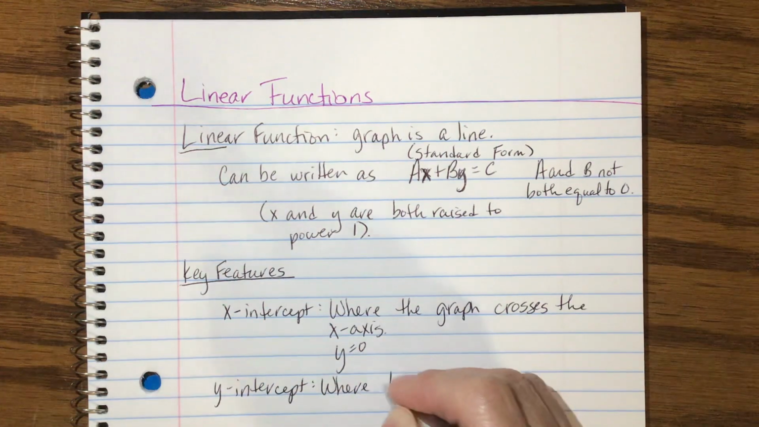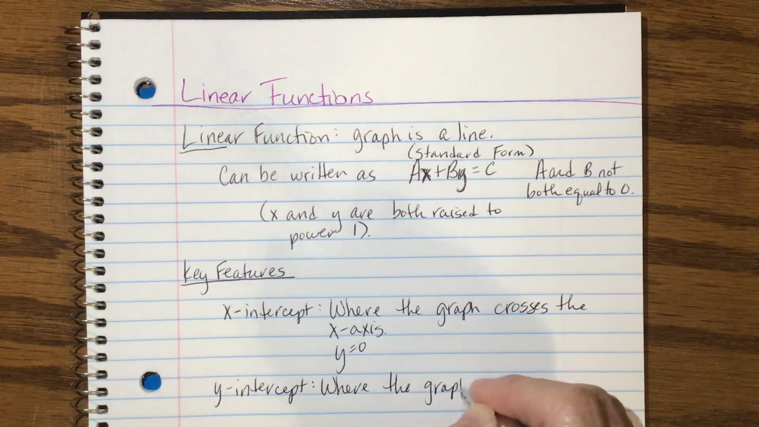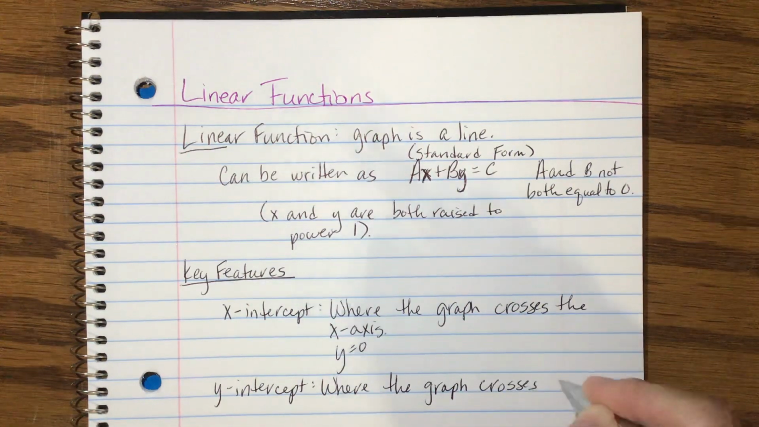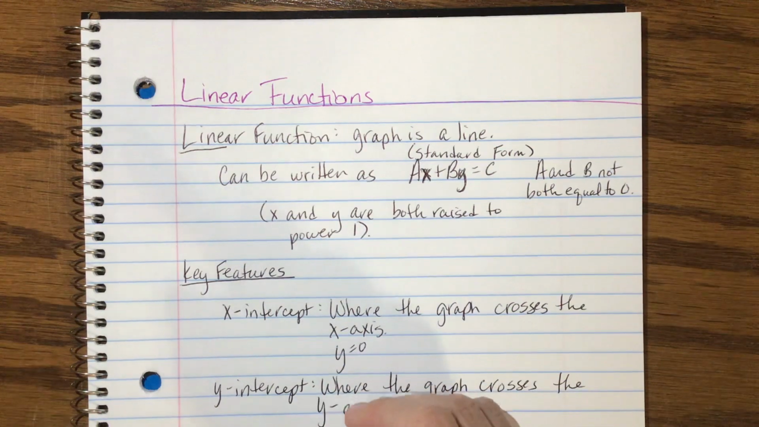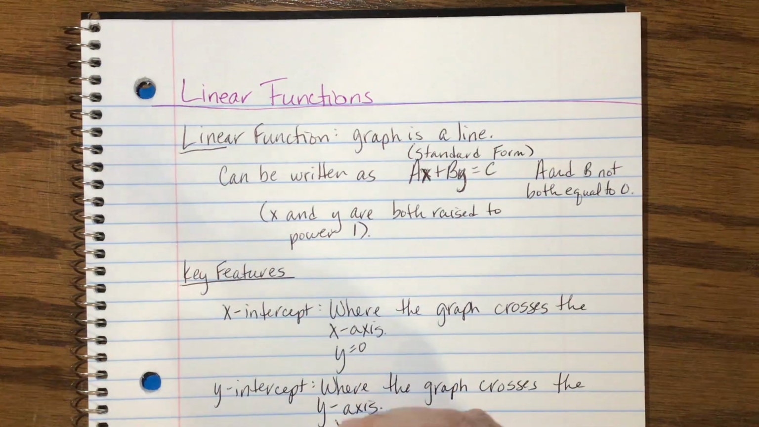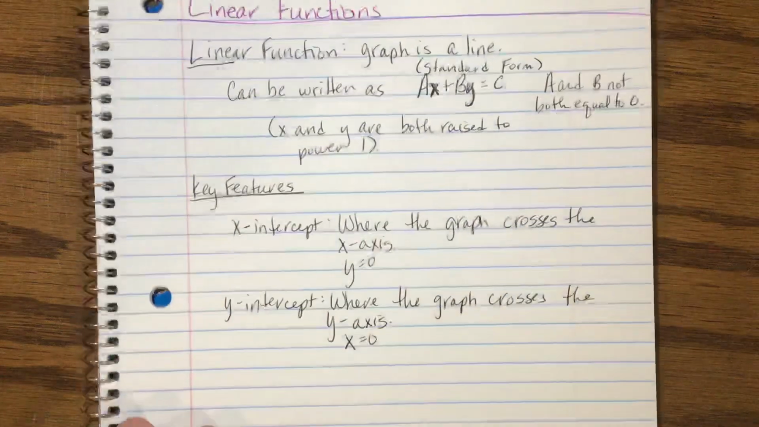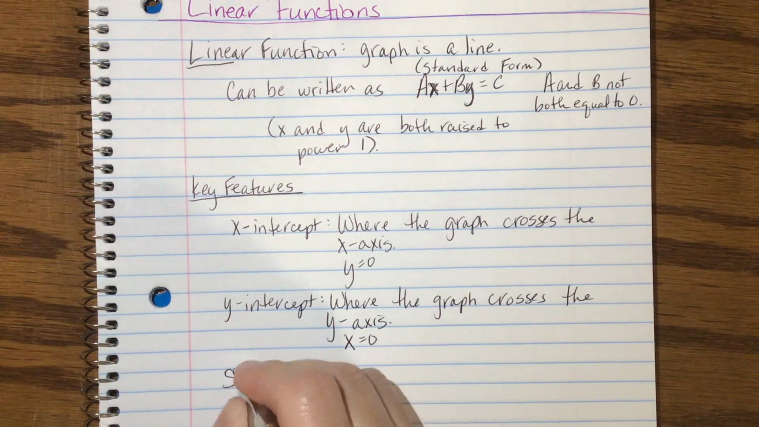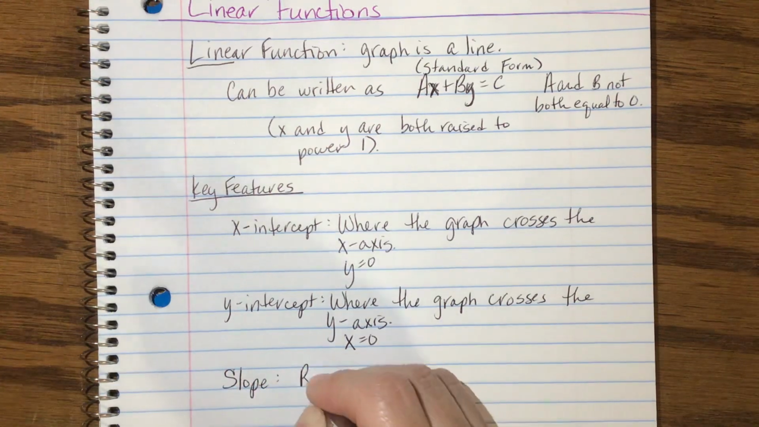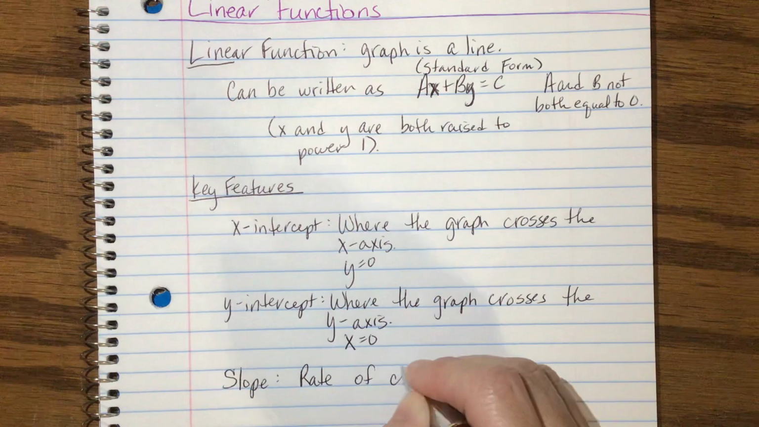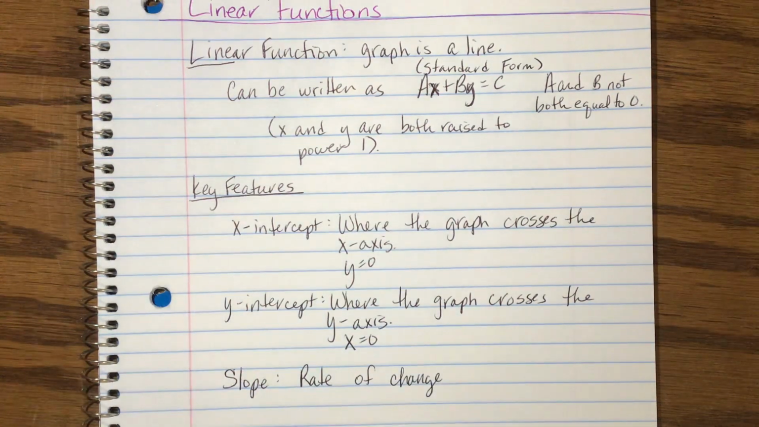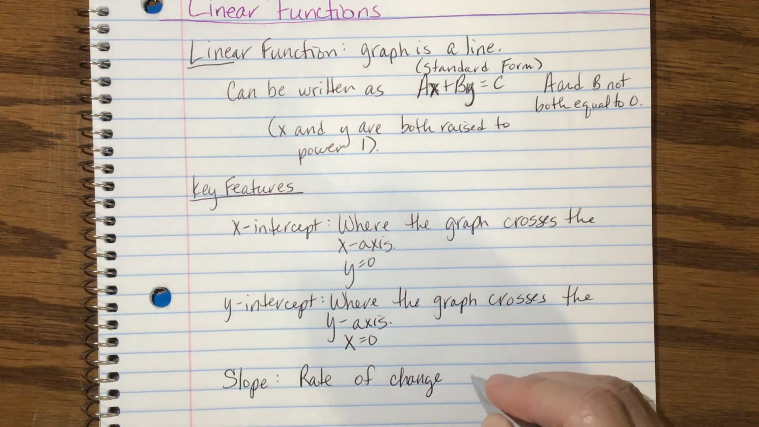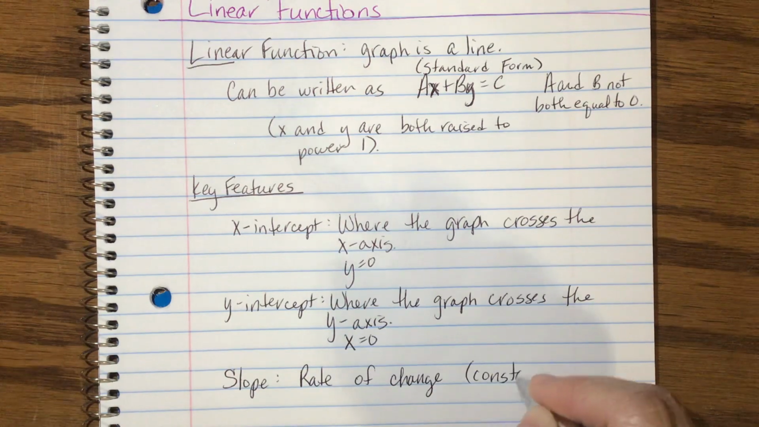Likewise, the y-intercept is where the graph crosses the y-axis. And that is going to be where x equals 0, because we wouldn't have gone left or right any. And then our third and final key feature is slope, which is our rate of change. Rate of change can be discussed for any function. Slope is specific to linear functions because the rate of change is constant. It doesn't change.